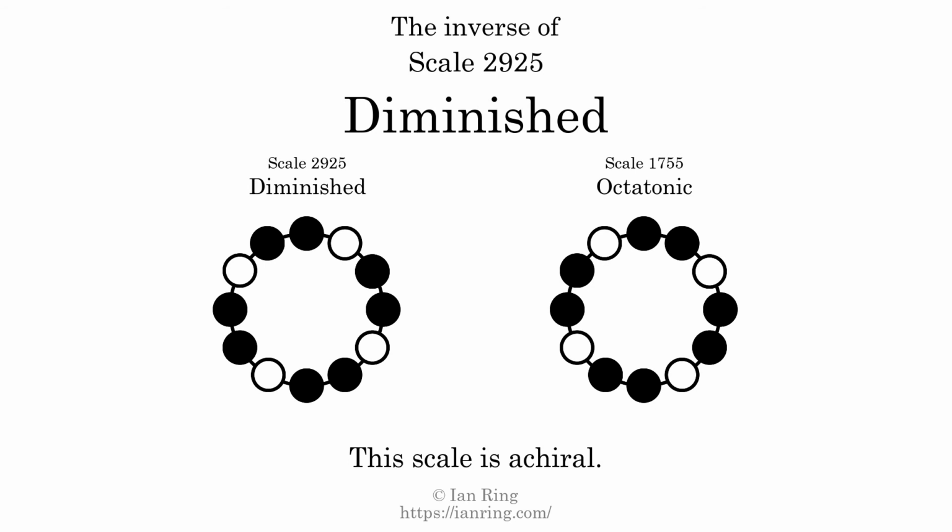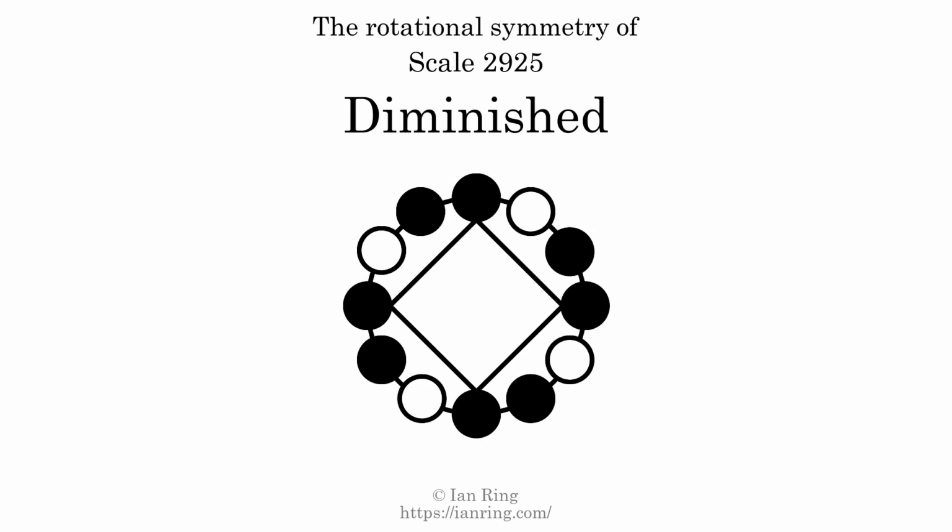The inverse of this scale is scale 1755, also known as octatonic. This scale is achiral, since it can transform into its own reflection by a rotational transformation. This scale has rotational symmetry at 3 semitones.